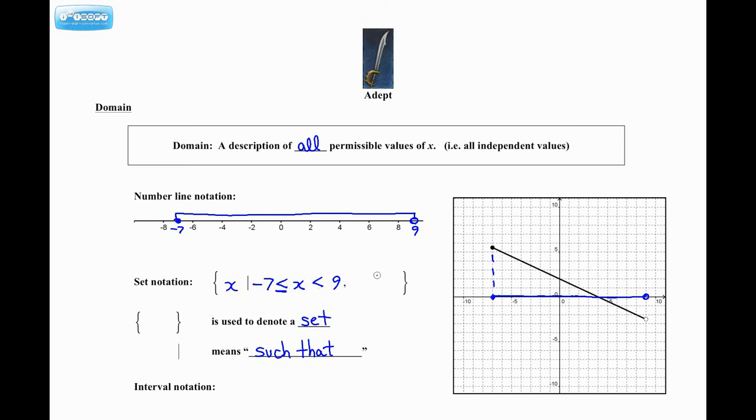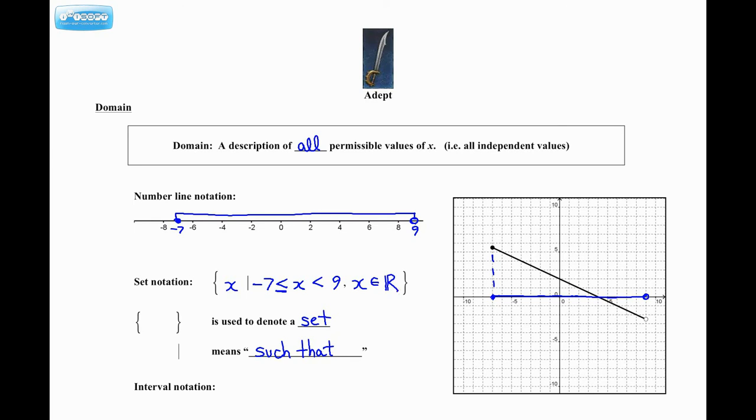And then here we just put what types of numbers they can be. Okay, can x only be integers? Well, no, we have a solid line here. It could be any decimal or any number in between here. So x can be any real number we choose. So we say x is an element of the set of real numbers.